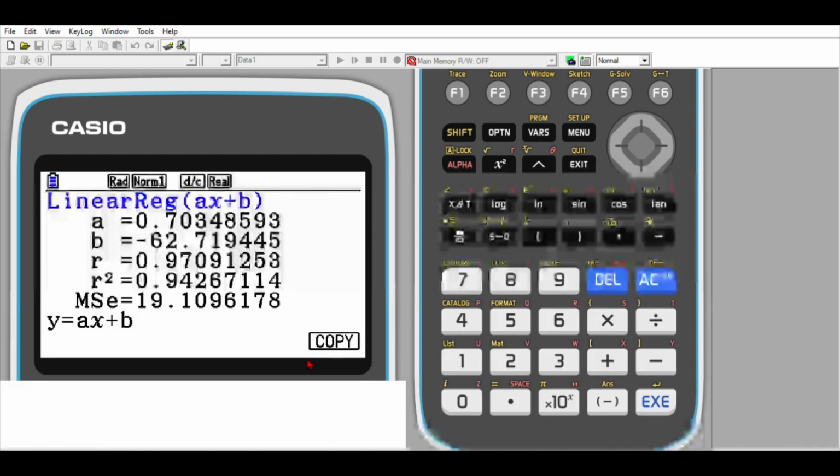So just a second, let me write that in our information. So for 0 to 50 rods, the equation would be y equals 0.703x minus 62.7. Okay, so that's the first part of the piecewise function.